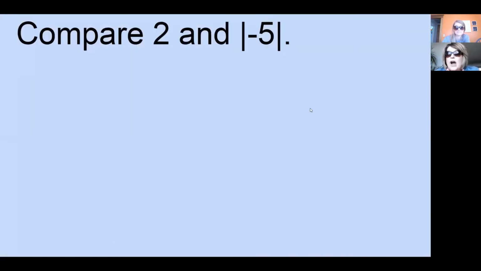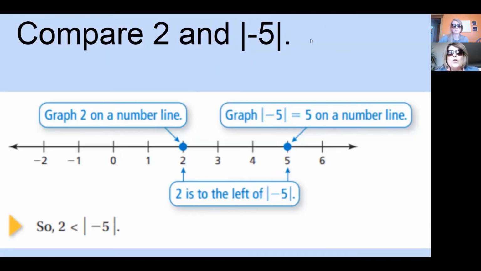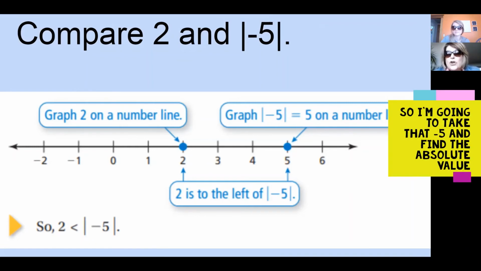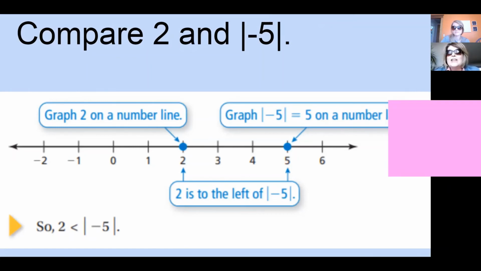All right, now we're going to go to comparing. And we're comparing just like Mrs. Zimmerman did in our previous problems today. So now we're going to compare our two numbers. And before we compare, we have to change this, the absolute value of -5, to its answer. We have to find the answer of that first. So I'm going to take that -5, the absolute value, and change that.